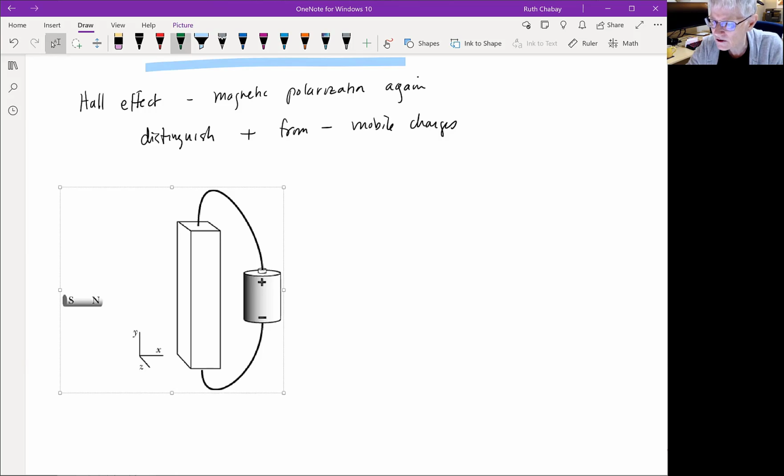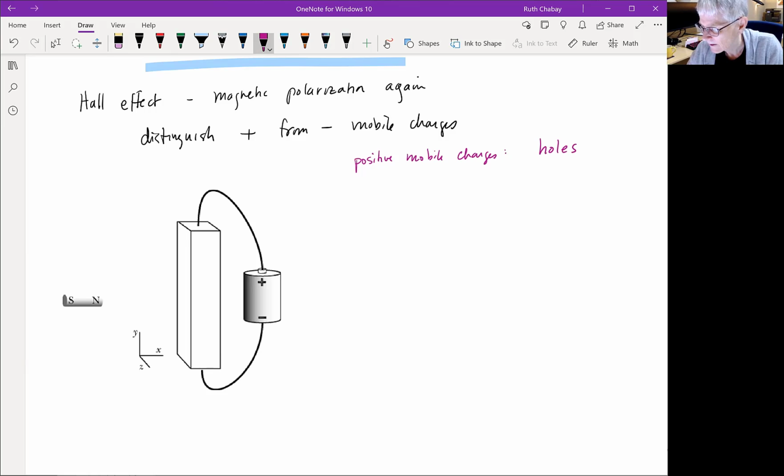These positive mobile charges in this case are called holes. You can think of them as, instead of an electron moving through the lattice, a place where there aren't any electrons moving through the lattice. So it's almost like a bubble with nothing in it moving through the lattice. And mathematically, it turns out these behave exactly as if there were real particles with mass. And so many semiconductors actually have holes as the thing that moves rather than electrons.